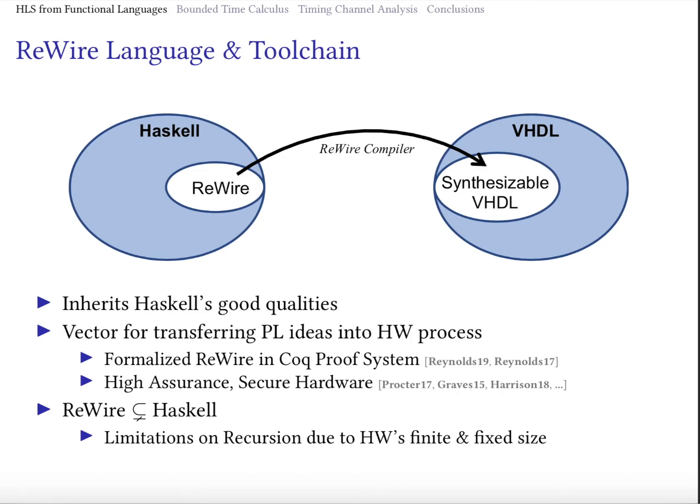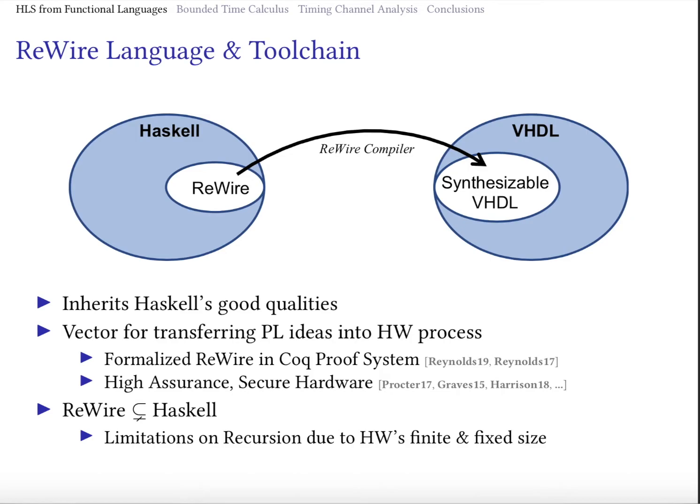So we're investigating not only how do we compile functional programs to hardware, but we also want to have a semantics for that language so that we can do things like prove properties of hardware as described in Rewire. Now, we note that Rewire is a proper subset of Haskell. That is to say, there are many, many Haskell programs that simply, regardless of Rewire's definition, cannot be represented in hardware due to their unbounded memory requirements.